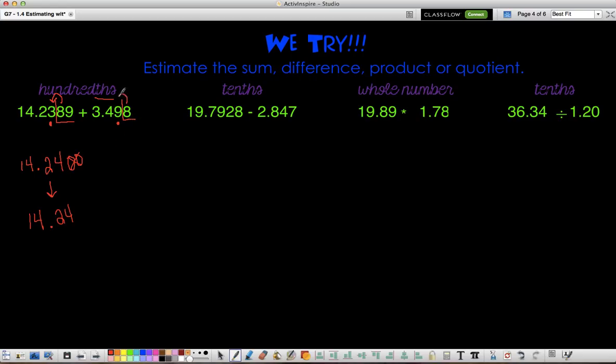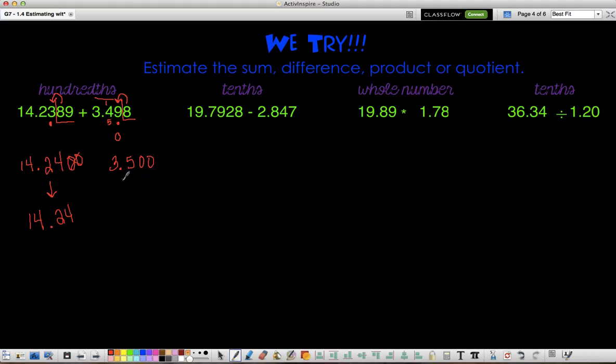Alright, so here the 8 tells the 9 to go up. Well, that means that the 9 is going to go up to a 10. So this is going to become a 0, but I can't put a 1 and a 0 in the same place value, so I have to carry that 10 over to the 4, and so the 4 is going to become a 5. So my 3 stays the same, my 4 changes to a 5, my 9 changes to a 0, and my 8 changes to a 0.